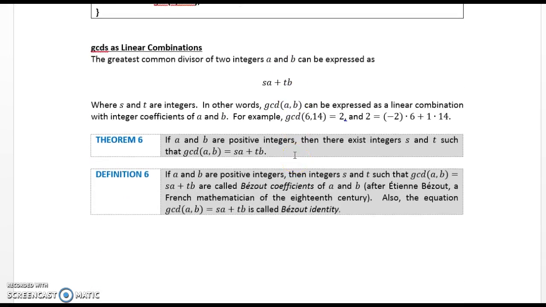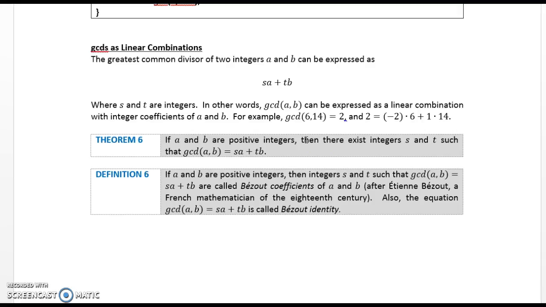GCDs as linear combinations. The greatest common divisor of two integers a and b can be expressed as sa plus tb, where s and t are integers. In other words, the GCD of a and b can be expressed as a linear combination with coefficients s and t. For example, the GCD of 6 and 14 is equal to 2, and 2 is equal to minus 2 times 6 plus 1 times 14.